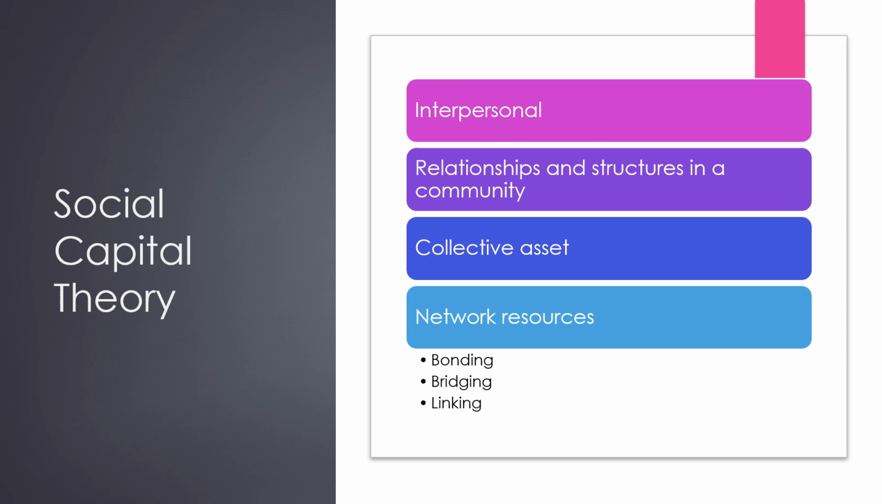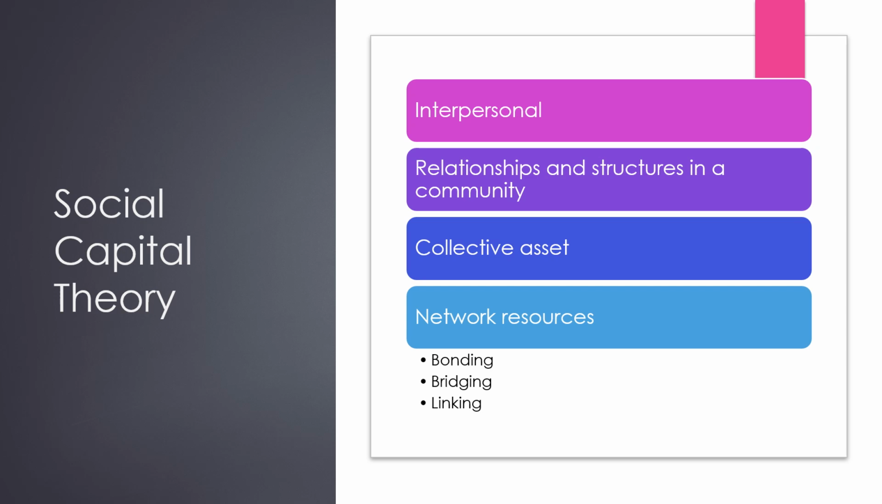When we talk about the social capital theory, we need to talk about network resources. When we talk about network resources, we talk about bonding social capital. This is also referred to as exclusive social capital. It's defined as the type that brings closer together people who already know each other. We talk about bridging social capital. It's referred to as inclusive social capital, and it's defined as the type that brings together people or groups who previously did not know each other.